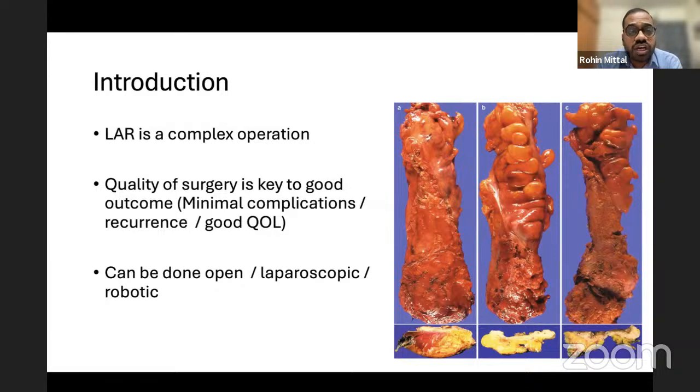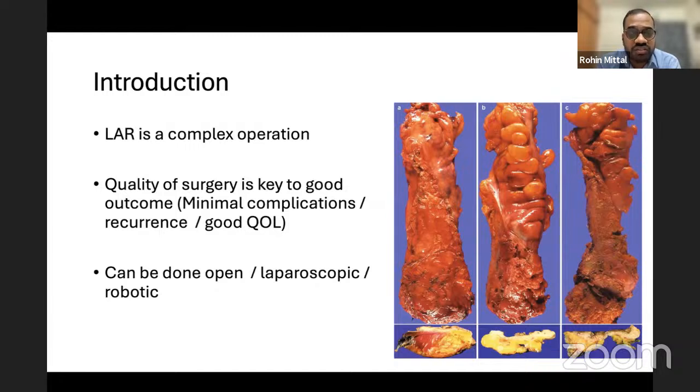And what is a good outcome in a low anterior resection? It's an operation with minimal complications or no complications. We have minimal or low recurrence rates as much as possible, and the patient should have a reasonably good quality of life. And we've got to achieve all three if we say that our low anterior resection is actually successful.